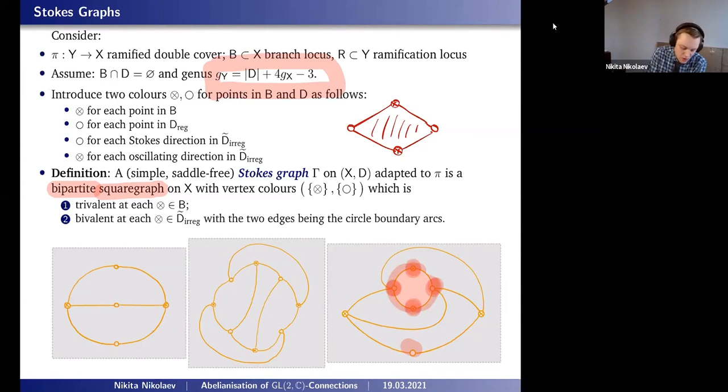And then there are these oscillating directions. And again, you can do the count. You will see that the curve Y has to be an elliptic curve. It has to be a P1. So this is again P1 over P1. And as you would expect, you should only get two branch points, and there they are. Okay, so that's how these pictures go. Any questions about the pictures?